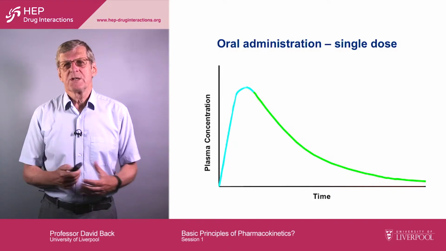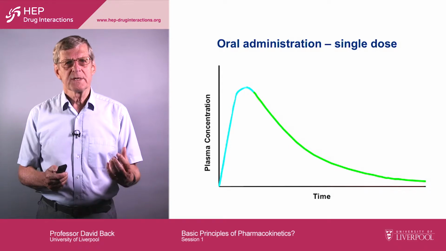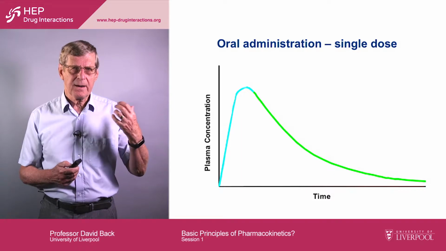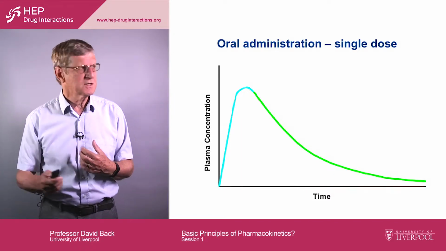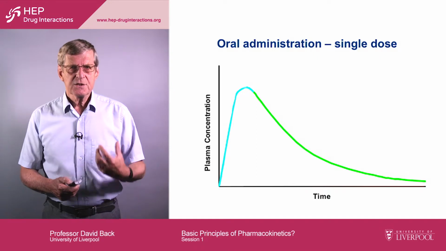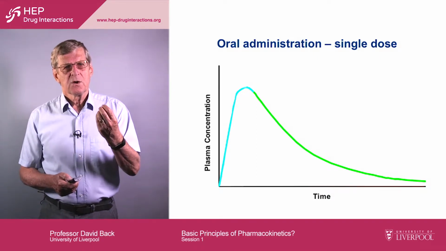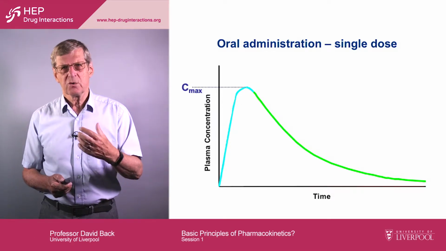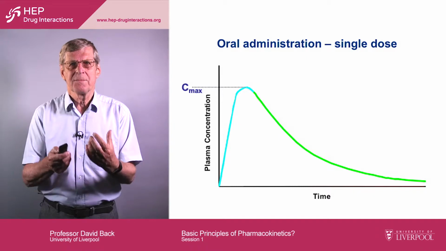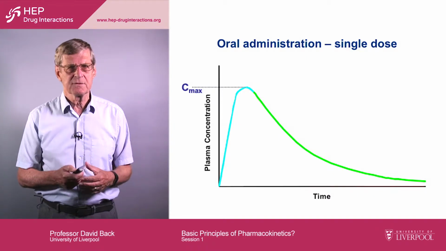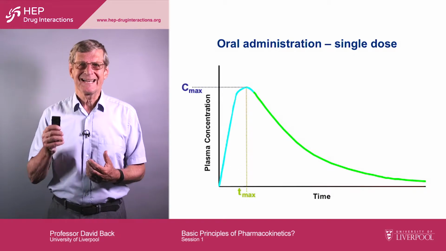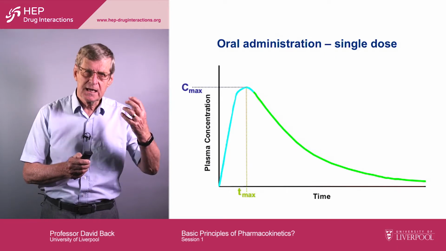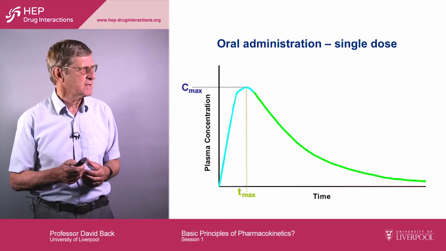Let's think about what happens when you give a drug. Oral administration is the most common way. And this diagram is showing the plasma concentration, the blood concentration versus time. And as the drug is absorbed, so you arrive at a peak concentration of the drug. We call that the Cmax, the concentration at the maximum. So that's the maximum concentration of the drug, which will occur at a time which is given as Tmax. That's the maximum time to give you that Cmax, the maximum concentration.